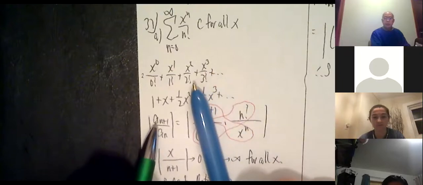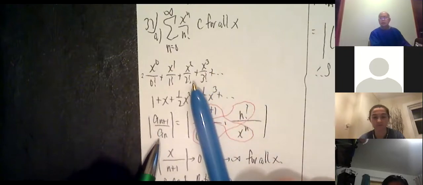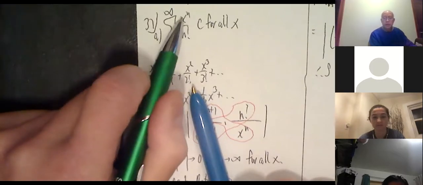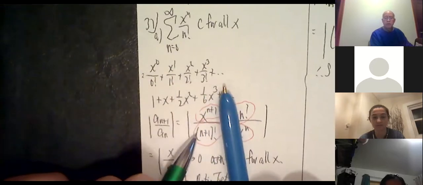For now, let's do the ratio test. A sub n plus 1 over a sub n. So change n to n plus 1. X to the n plus 1 over n plus 1 factorial.